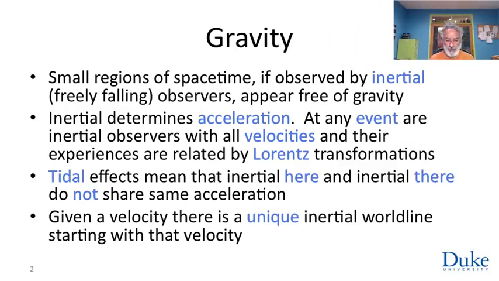Well, in small regions of space-time, there are a collection of inertial, freely falling observers, and if they measure, then in their local region they claim that there is no gravity. These are the freely falling observers. Of course, there are many of them. They can have all different velocities, and their different experiences locally, because they have constant relative velocities relative to each other, are related by the Lorentz transformations that we know about.